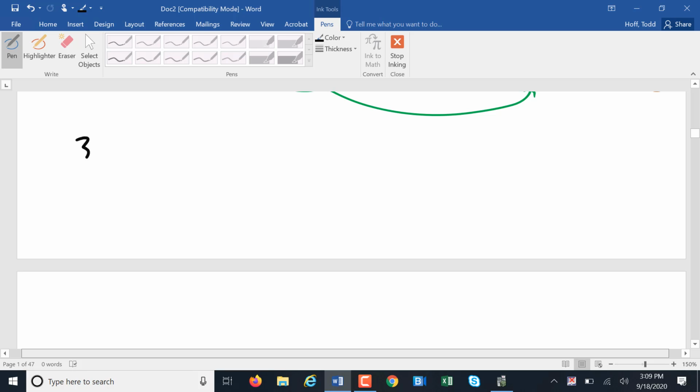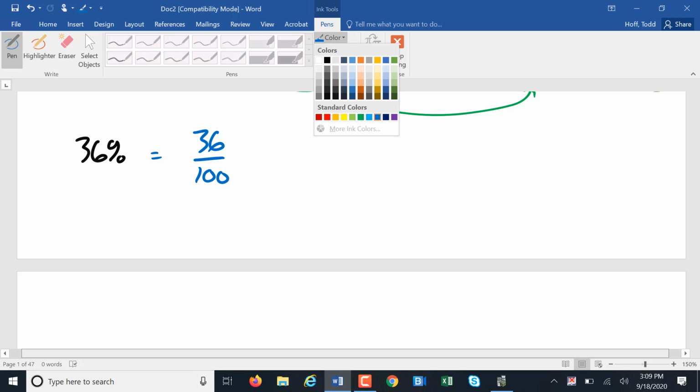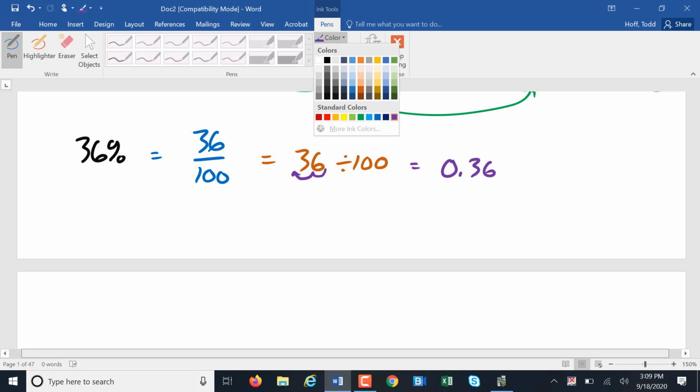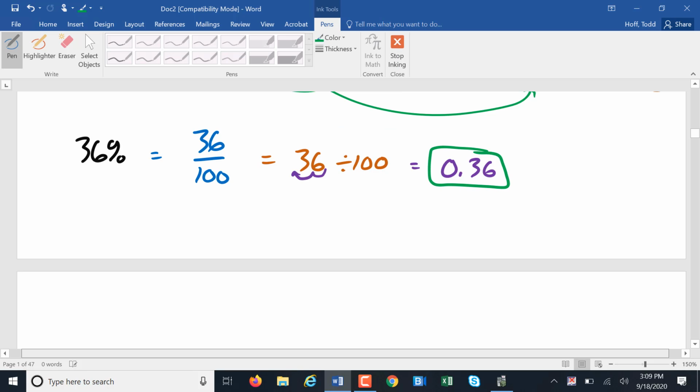Let's convert to a decimal form. Now I say decimal form, a lot of people say just decimal, because it's technically not a decimal. 36%, as we said, means 36 out of 100. To turn a fraction into a decimal, we could simply divide 36 divided by 100. When we divide by 100, it just moves our decimal point back 2 spots. That's 0.36. Like I said, most people refer to this as the decimal form of a percent.